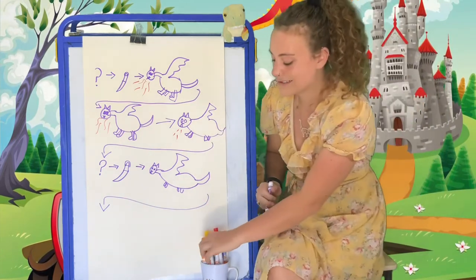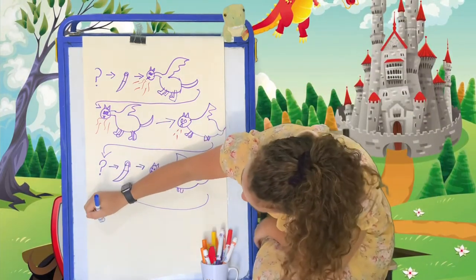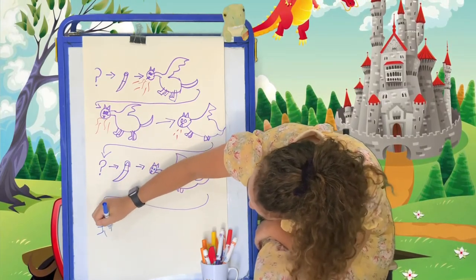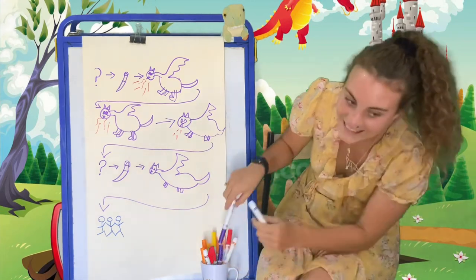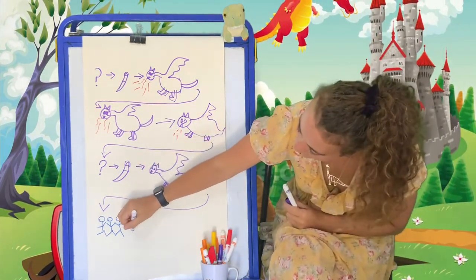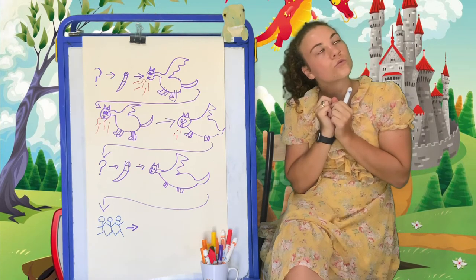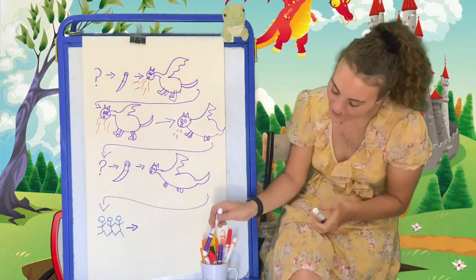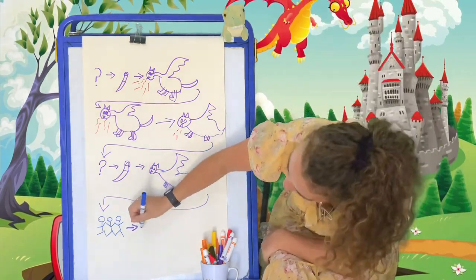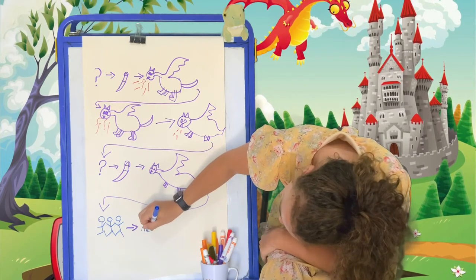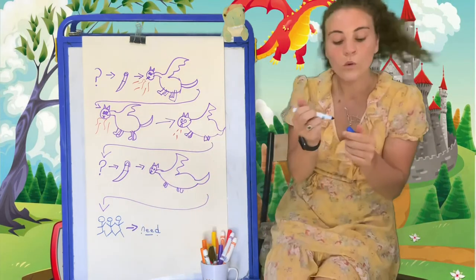I think I might do this in blue actually. We, I'm gonna draw a group of people. Okay, so more than one, we. Now my next word is need. We need a knight. What am I gonna draw for need? You know what? I think I'm actually going to write the word need because I know my KG2s particularly will be able to read this. Need. We need a knight.